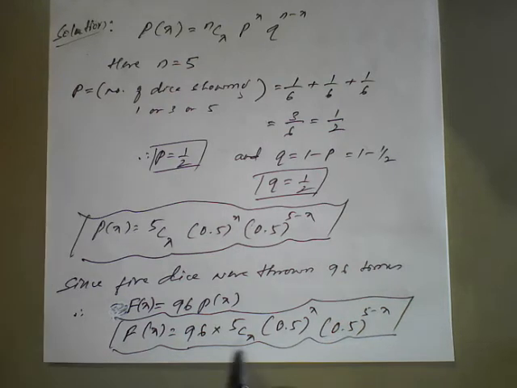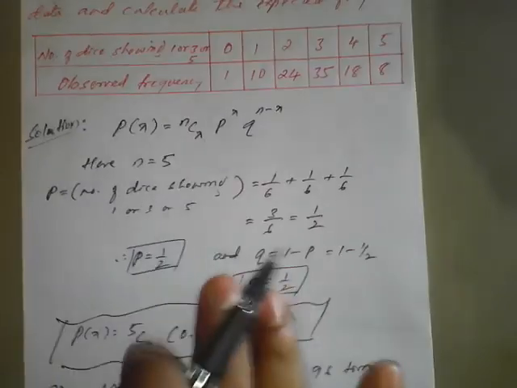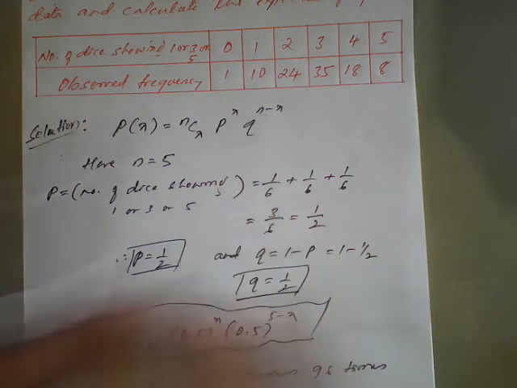Here x will start from 0, since 5 dice. This is the formula for the theoretical frequency. When x is 0, what is f of 0? When x is 1, what is f of 1? When x is 2, what is f of 2? Similarly f of 3, f of 4 and f of 5, and we'll see the results in the respective table.